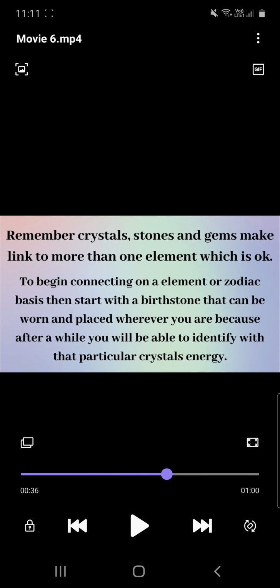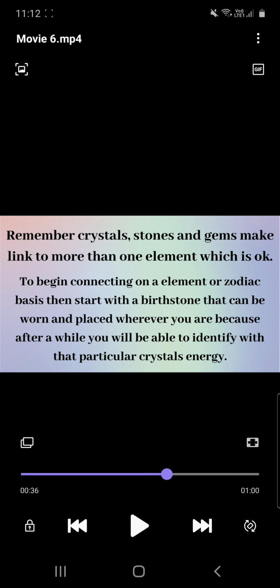So, remember, crystal stones and gems make us link to more than one element, which is okay. So what I mean is, you could get a stone or a crystal, let's say, and it may link to air, but it also may link to earth, and it's fine. It's okay to use stones like that. It's better actually anyway. It's not necessarily that one particular crystal will only link to one element. Remember that it can maybe link to a few.